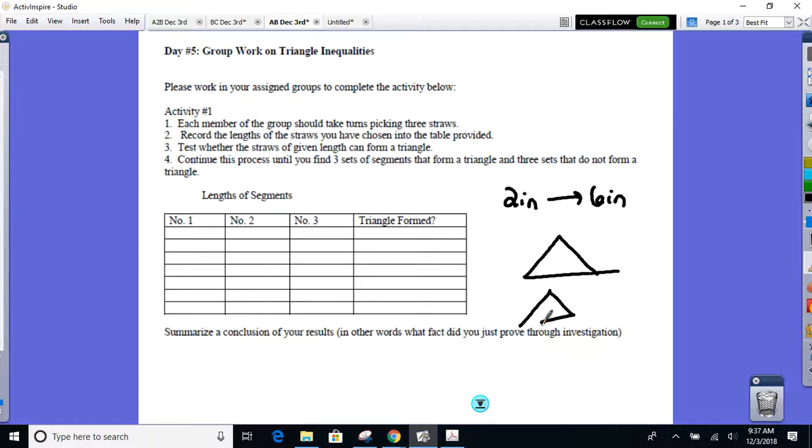Take 3 of them, record them. If it's controversial and you have disagreements in your group, call me over. I'll tell you if it should or not. Take 3, record the lengths, and say yes or no if it forms a triangle. Find a couple that do, find a couple that do not. If you're not sure, let me know.